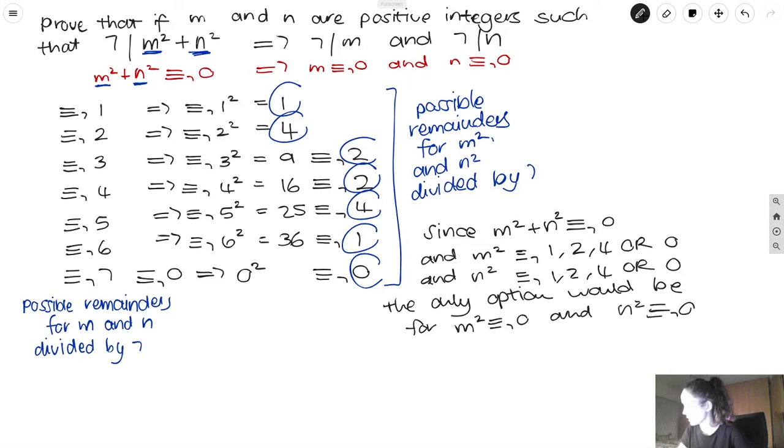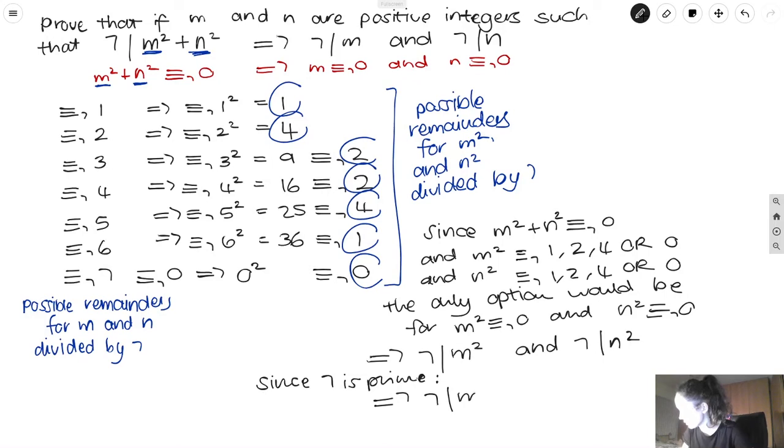So what this means is 7 divides m squared and 7 divides n squared. Since 7 is prime, 7 is also going to divide m, and 7 is also going to divide n, which is what we wanted to prove.